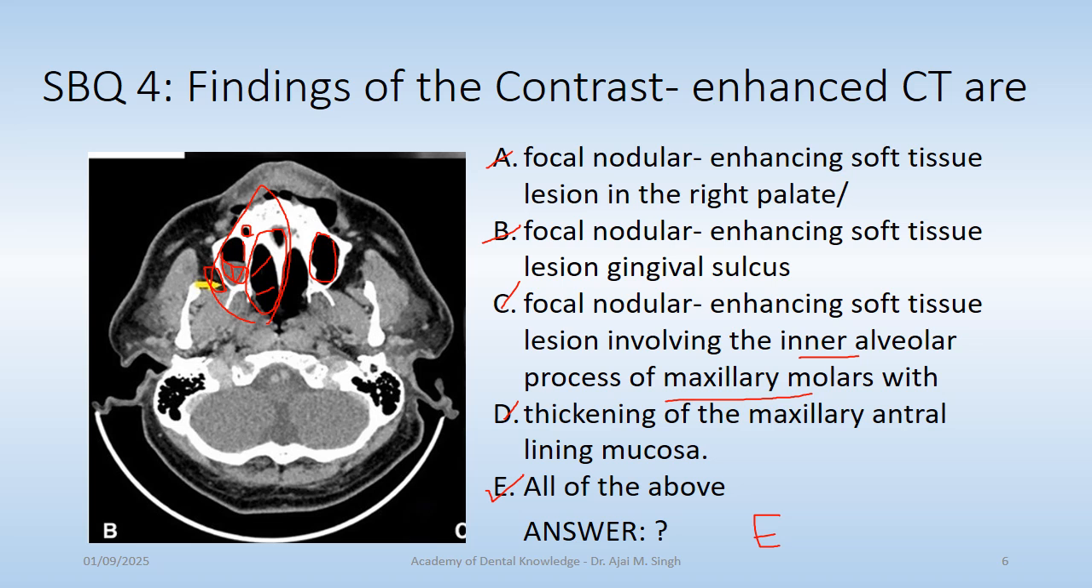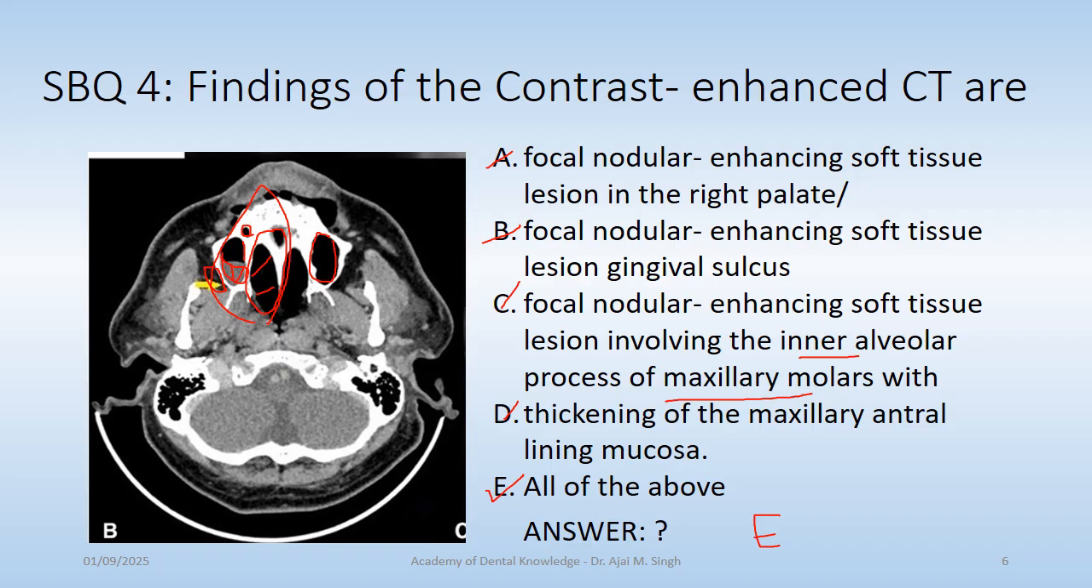Focal nodular enhancing soft tissue lesion involving inner alveolar process of maxillary molars. Inner alveolar process of the maxillary molars, this area. Okay. So we chose this one also.